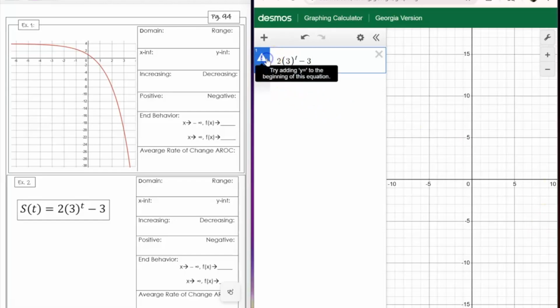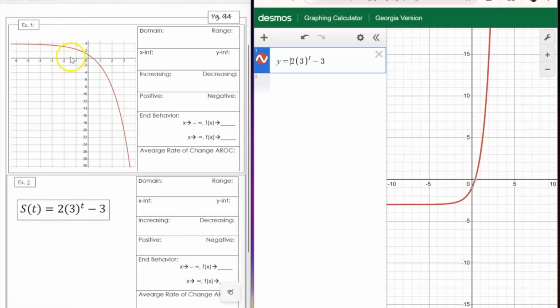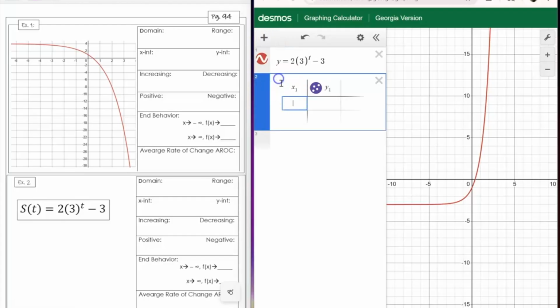There's an error. What do you not like? You want me to add y equals. I do that and it came up. Okay, so now I've made it into a graph. So basically, if they give you a function, type it in. If they give you a table, put in the values.